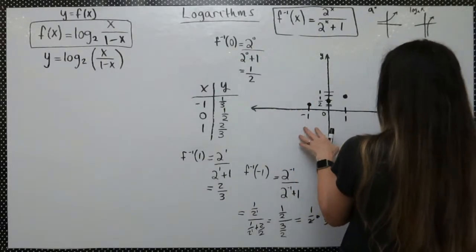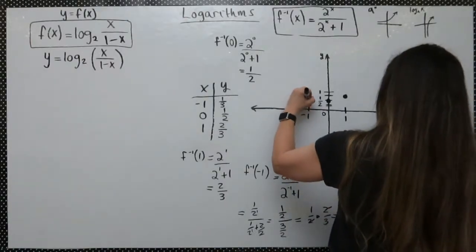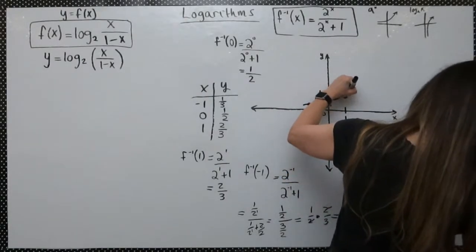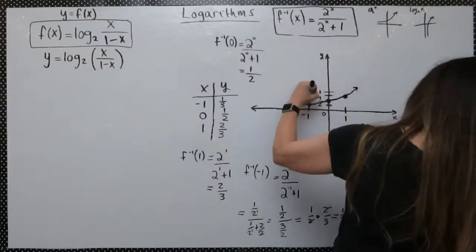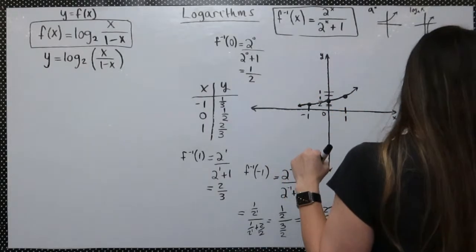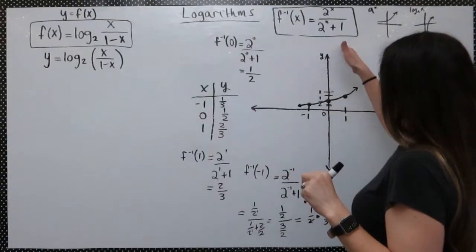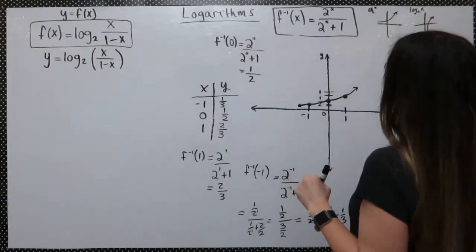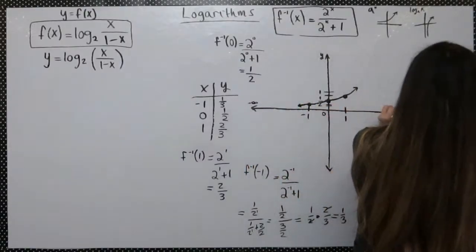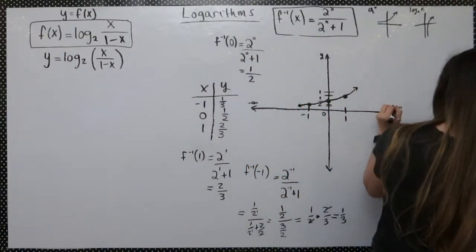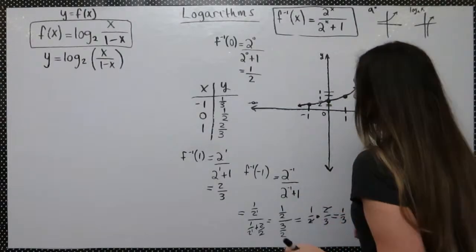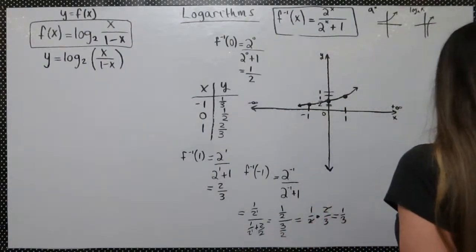And I don't know that we need any more points than that. This is the behavior of this graph. And this was the inverse. And this was negative infinity, positive infinity. All right, so we've got that math.